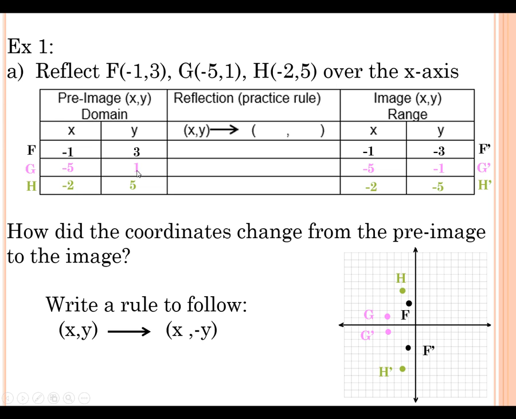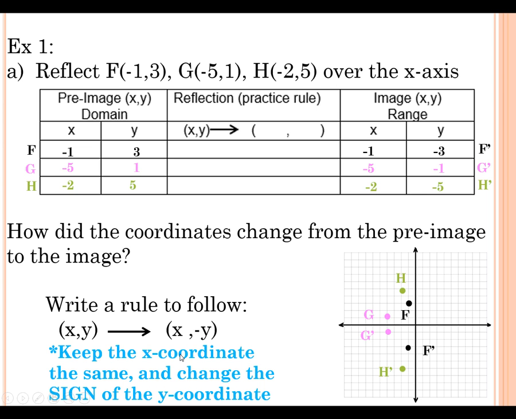So if they're all positive, then they would become negative. If they're all negative, then they would become positive. So be careful. That sign means negative. So again, keep the x-coordinate the same and change the sign of only the y-coordinate. Be careful.